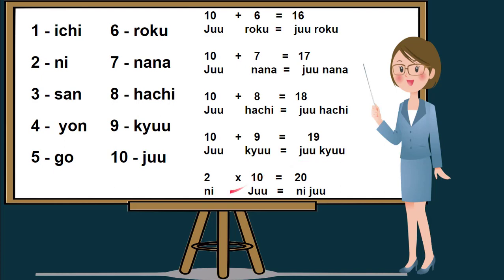And 20, we have to combine 2, which is ni in Nihongo, and 10, which is ju in Nihongo. So 20 is ni ju. Let's count again from 16 to 20. Please repeat after me. Julok, junana, ju hachi, ju kyu, ni ju.